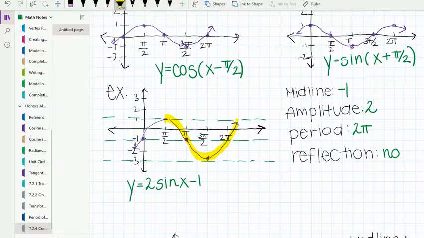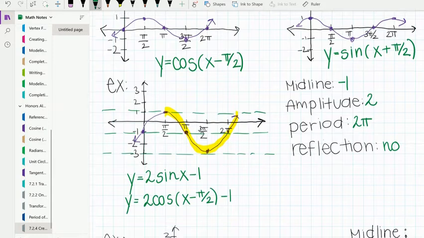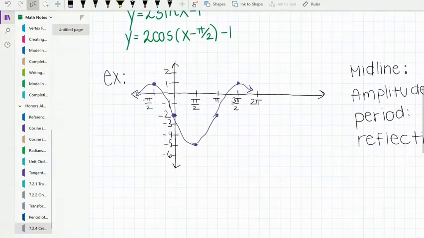In order to make this cosine, it shifted over to the right pi over 2. So to write the cosine equation, it would be y equals 2 cosine, and we would move this to the right pi over 2, and then you would subtract 1. Okay, so we'll go ahead and go to the next example.